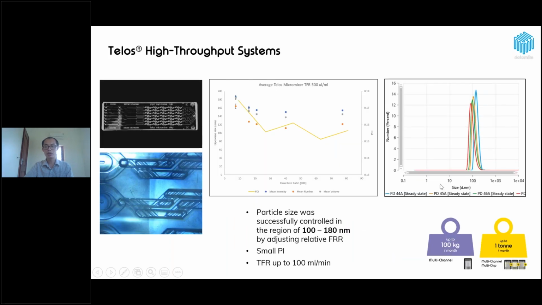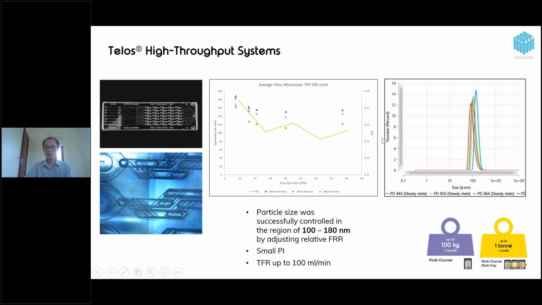Here we show some results using the Telos high throughput system for lipid nanoparticle or liposome synthesis. In this graph, we used the Telos micromixer chip, as you can see in the images with the micromixer channels. The total flow rate studied was 5 microliters per minute.